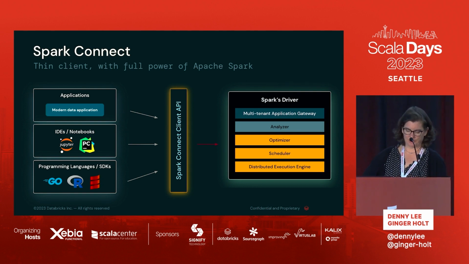Spark Connect introduces a decoupled client-server architecture that enables remote connectivity to Spark clusters from any application running anywhere. This separation of client and server allows modern data applications, IDEs, notebooks, and programming languages to access Spark interactively. It's a client API designed to be very thin, so you can embed it anywhere: application servers, IDEs, notebooks, and all programming languages here.